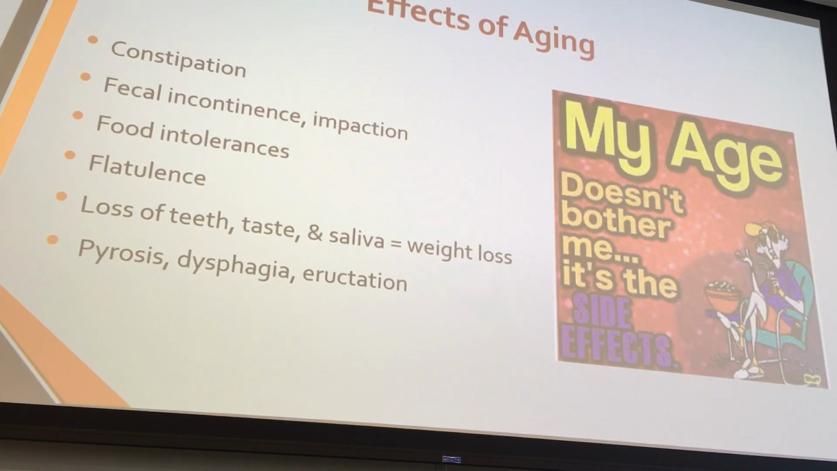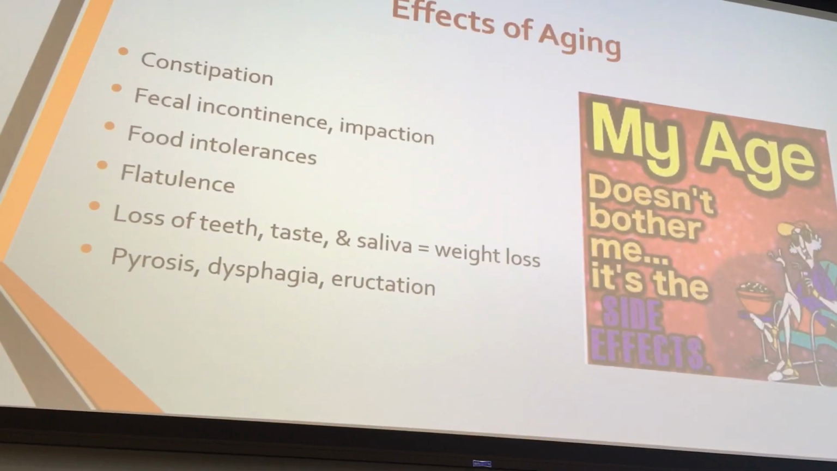Constipation is huge. Remember at the nursing home, how many of the residents that you took care of were on like 3 or 4 stool softeners? All of them, right? Okay. They also can have fecal incontinence or impaction.